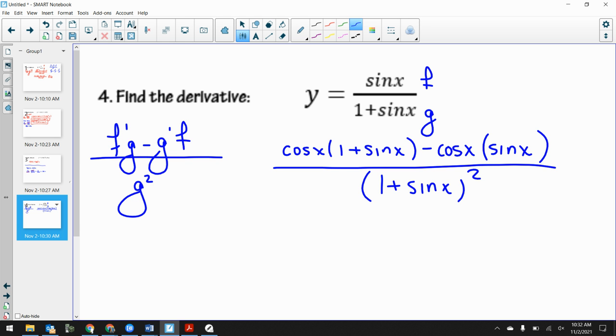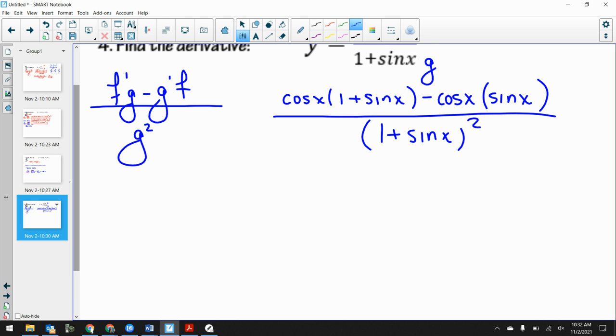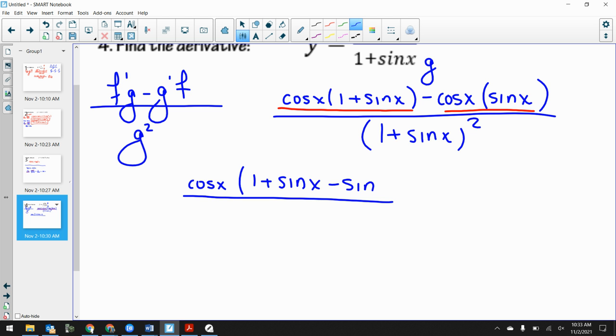All right, the reason I was hesitating on that is because now I see what I can do in the numerator. I do not want to distribute in my cosine. I actually want to factor it out. I want to get it out of both terms. When I say both terms, I mean these two big terms have a cosine multiplied in with them. So that means I've got a cosine x times 1 plus sine x minus sine x, divided by 1 plus sine x squared.